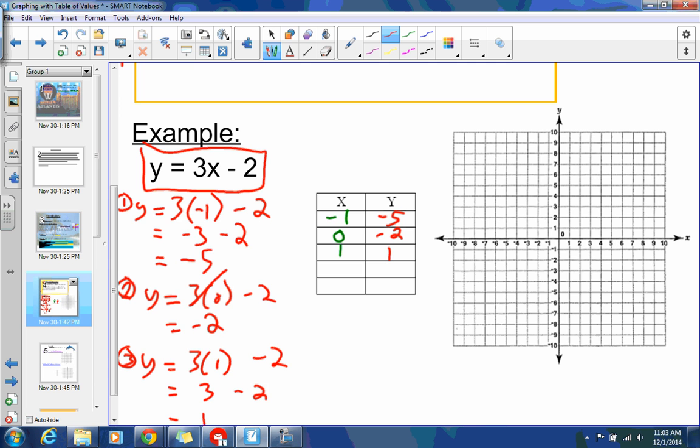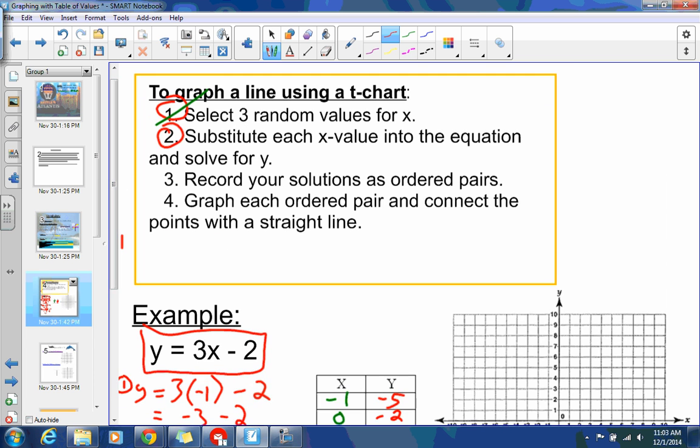Now if you look up here, it says pick 3 random values. I'm going to change this to at least 3, because you could do more.